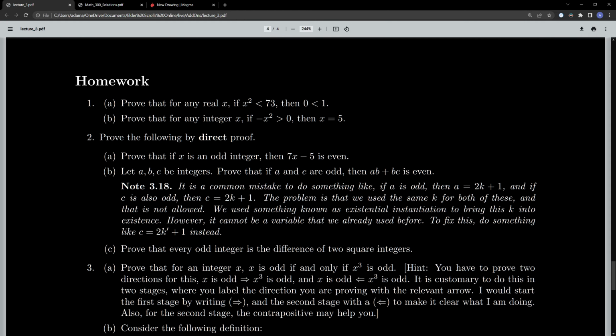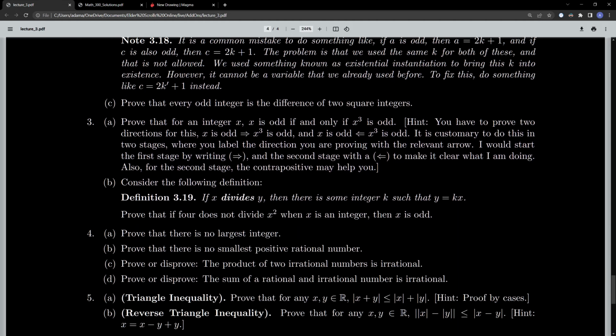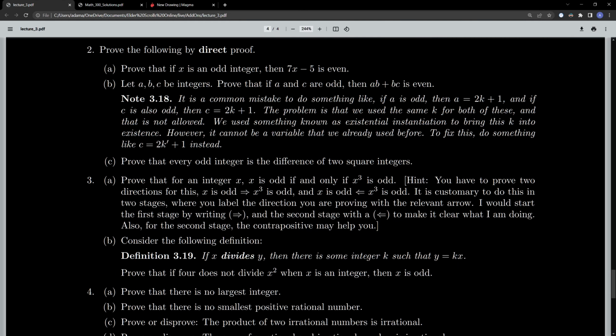Say 1, 2, 5, 7, 11. So it's 11 proofs. Start early. Make sure you have time to make sure that everything makes sense.